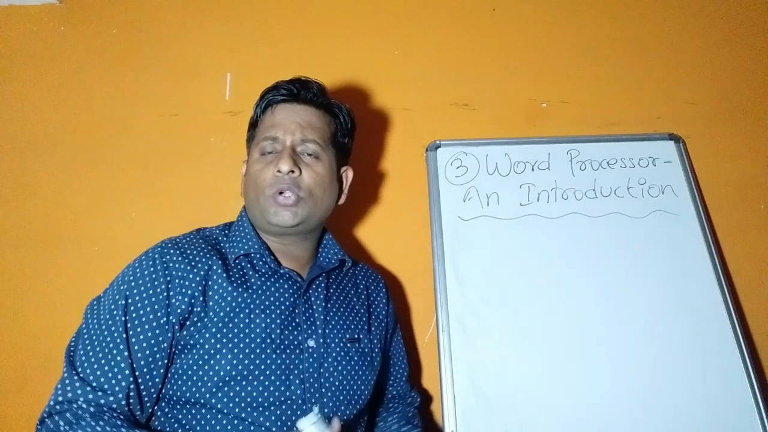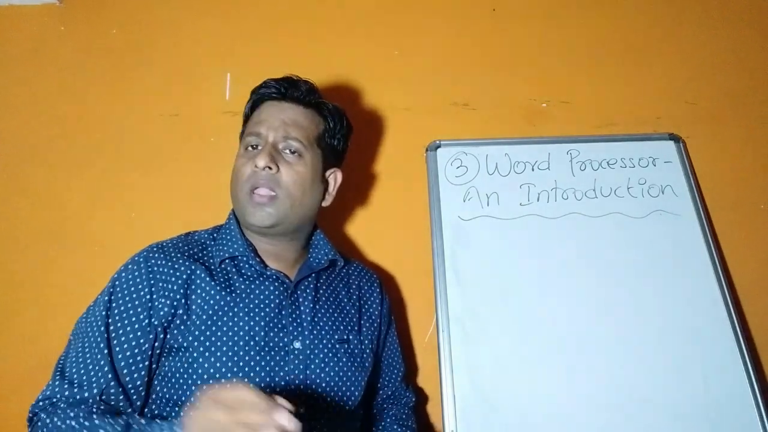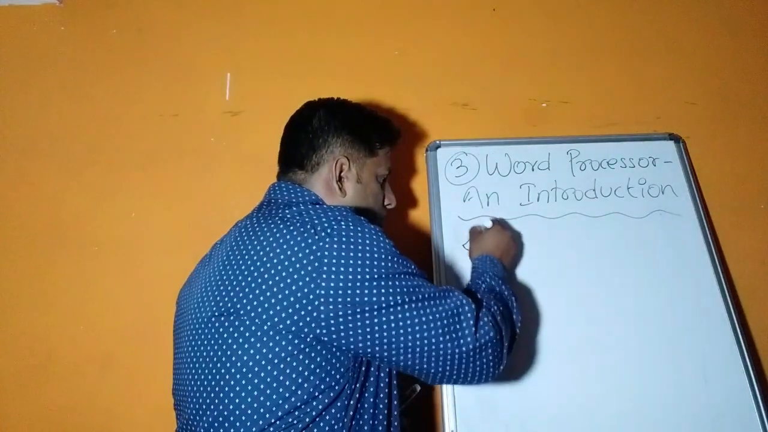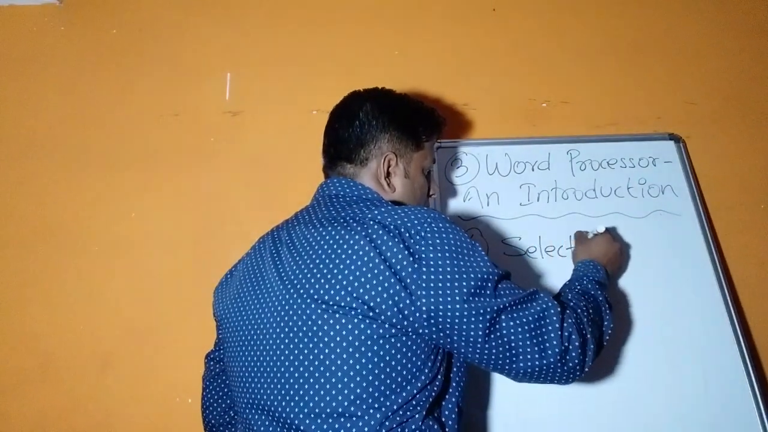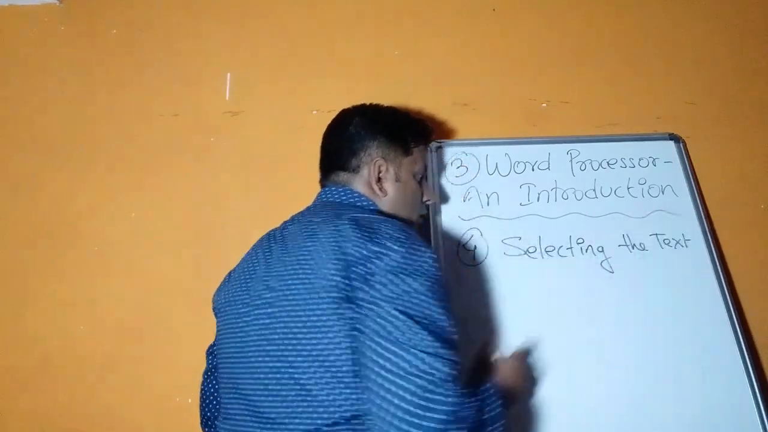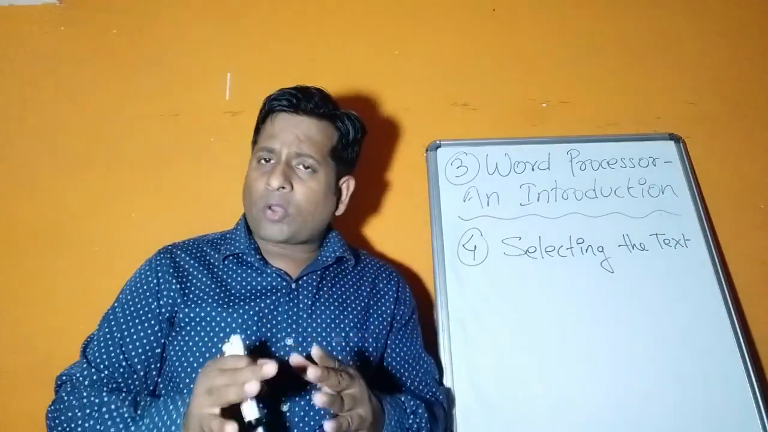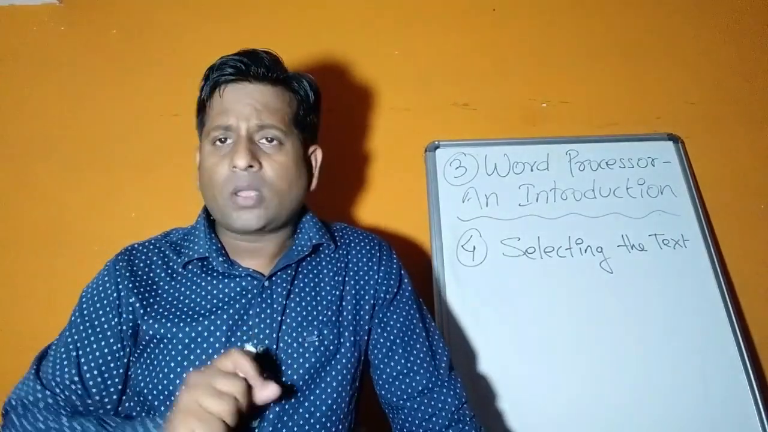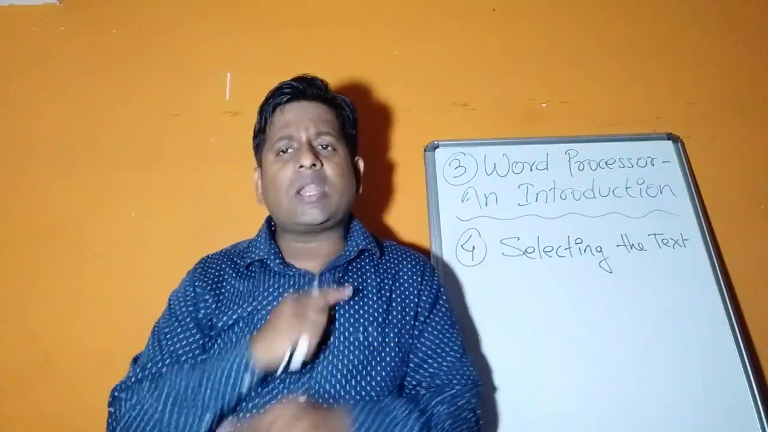So children, you understood the third point also, that is inserting a new line, how to add a new line in a Word document. Now see, today's fourth topic is selecting the text. Children, what does selecting the text mean? As we know, in Microsoft Word documents we can format and edit particular text, but to do any formatting or editing, first of all we need to select the text.